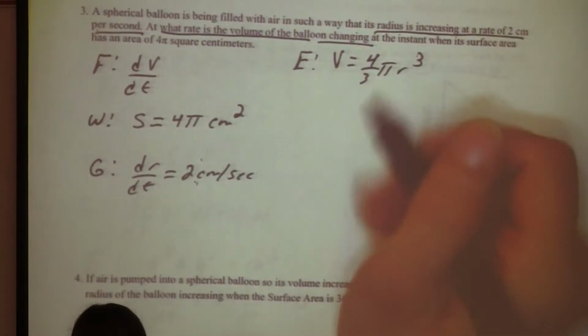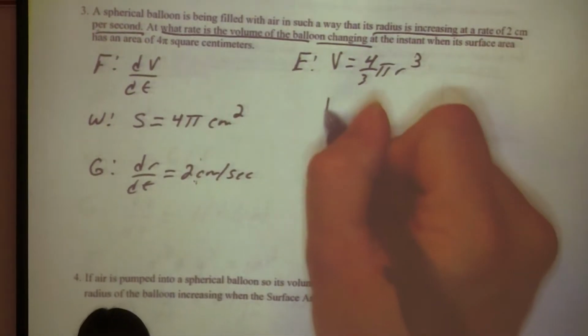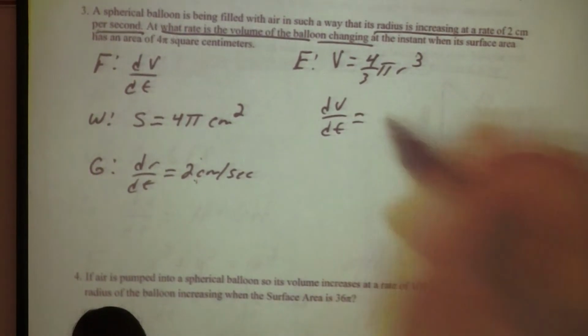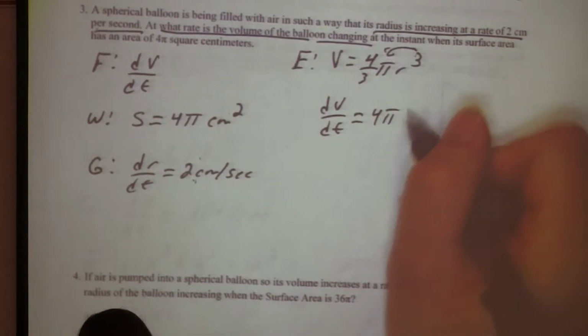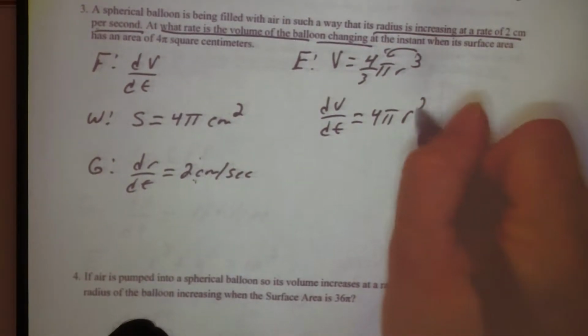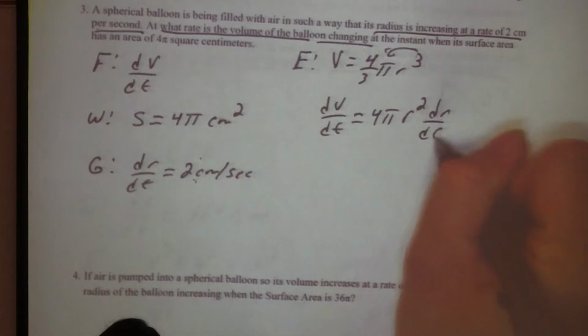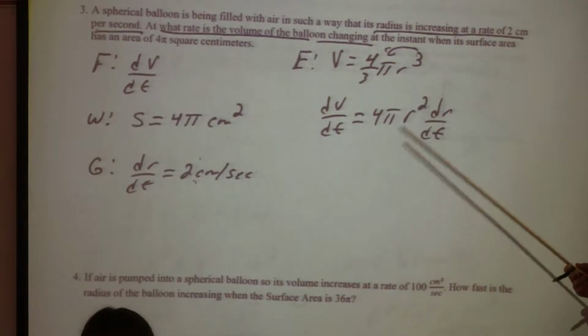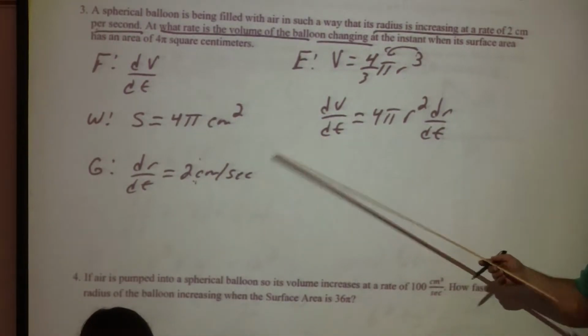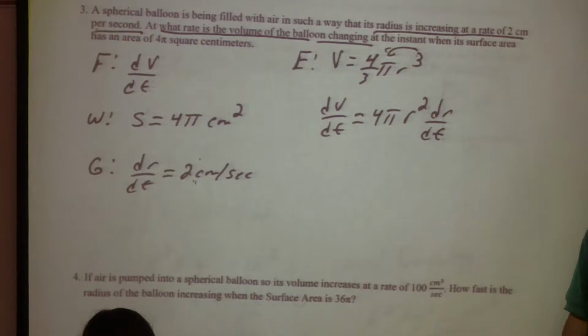So let's differentiate. This should be easy, right? dV/dt equals 4 pi r squared dr/dt, right? When you multiply, the 3's cancel out. Okay. So do we know dr/dt? Yes. Do we know r? No. Oh man. What do we have to do?